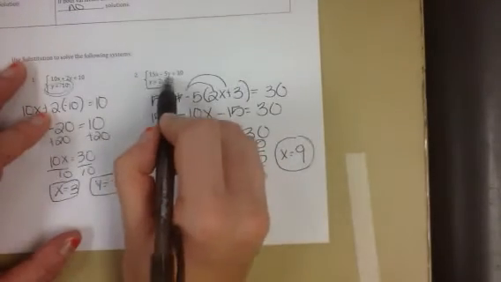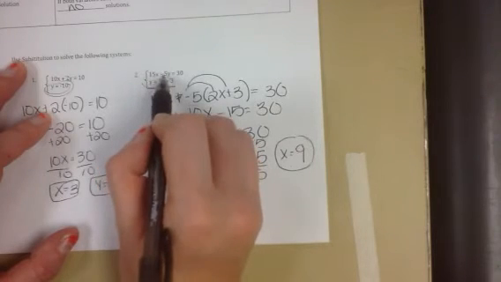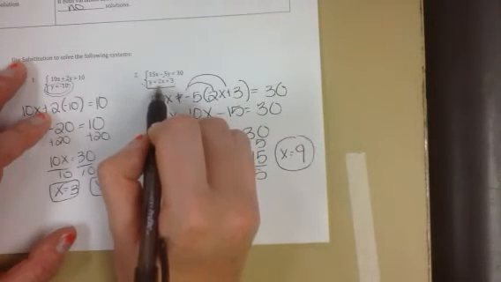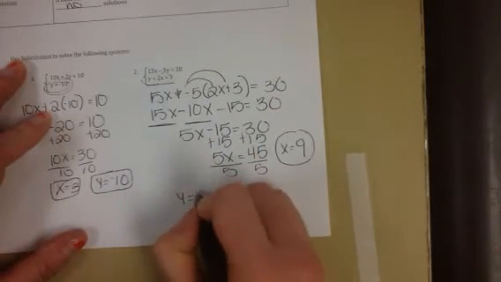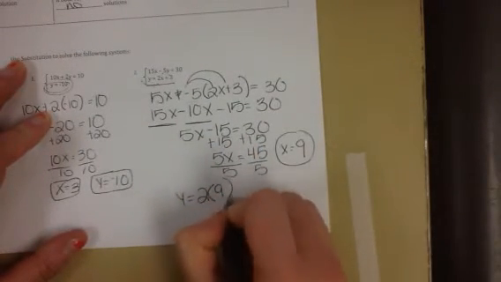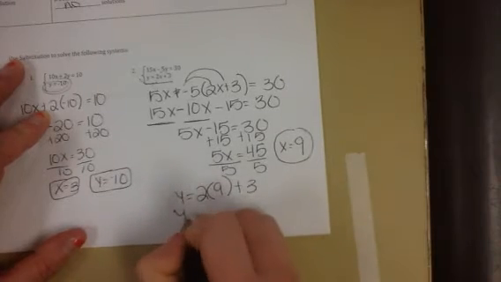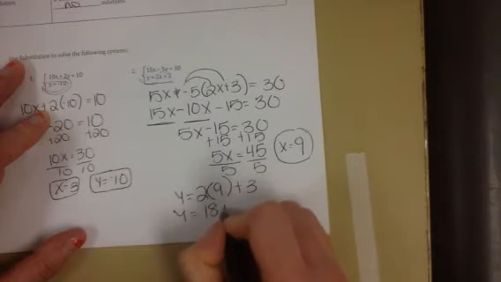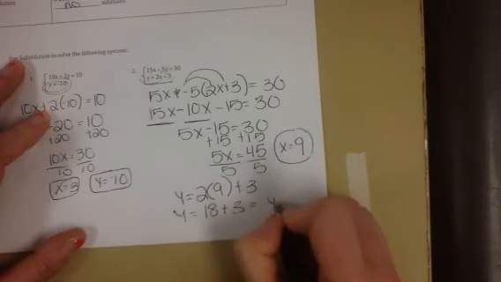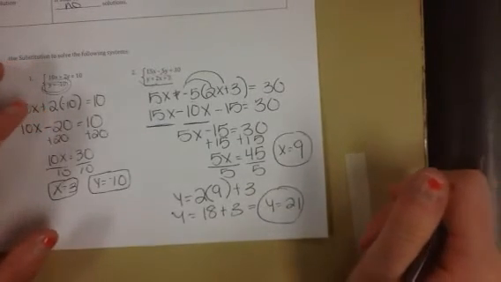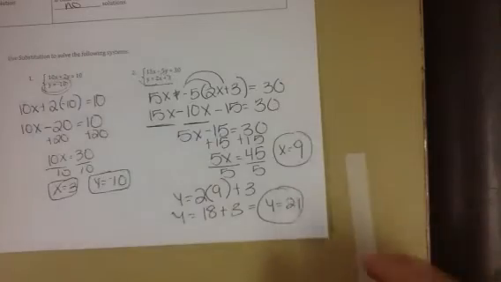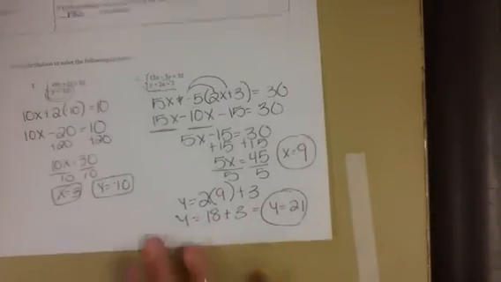Well, we can just put it into this equation. You could put it into there and solve for y, but they already have y solved for us. So we can use this one. So y is equal to 2 times our x value, which is 9, plus 3. So y is equal to 18 plus 3, which gives us y is equal to 21. And those are our solutions to the system. So that's solving systems by substitution.